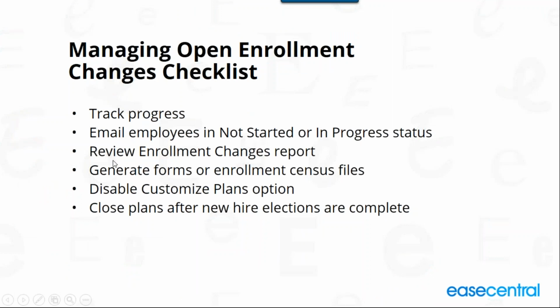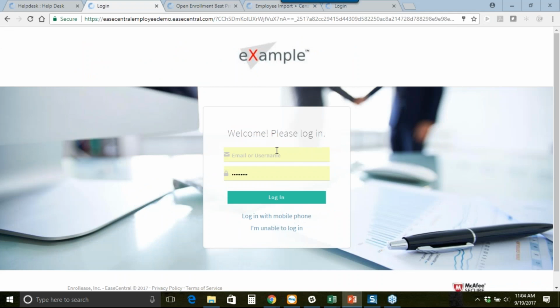We'll just go over the changes checklist. We do want to make sure that you're going over tracking progress, email employees that are in a not started or in progress status, reviewing the enrollment changes report, generating forms or census files, disabling custom plans, and closing the plans after open enrollment. So this is more things that we'll focus on once open enrollment is complete. So with that being said, let's log into our portal now.